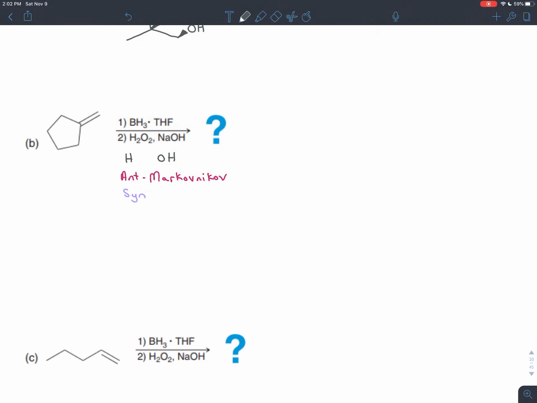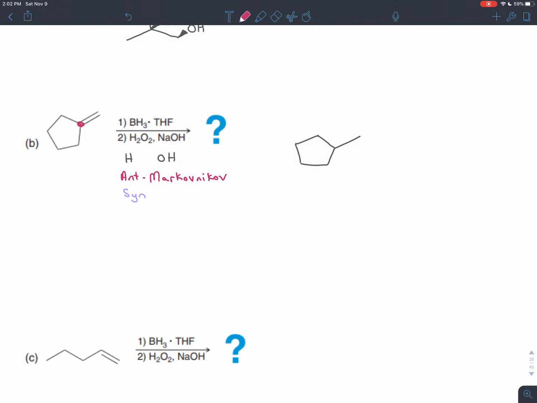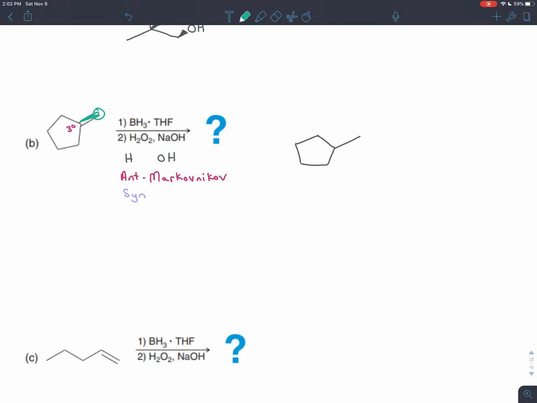So we can redraw the skeleton, the sigma bonds exactly as they are, just no pi bond. We have to think about the more and less substituted carbon. This carbon on the left is bonded to 1, 2, 3 carbons, so it's tertiary. The carbon on the right is bonded to just one carbon, this carbon here, so that is primary. Because it's anti-Markovnikov, the hydrogen will go on the more substituted carbon. So that'll go there. That means the OH goes on the other carbon because it's anti-Markovnikov. There's no rearrangement. And they're syn.